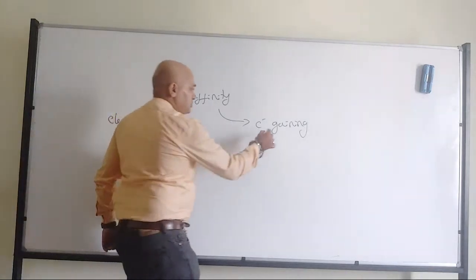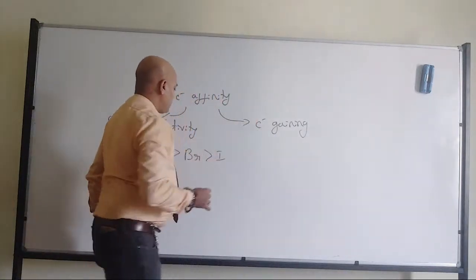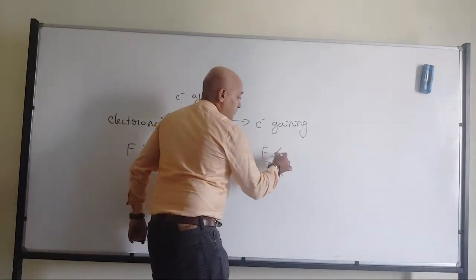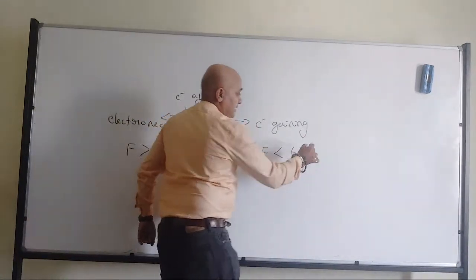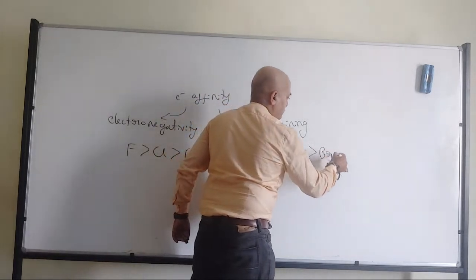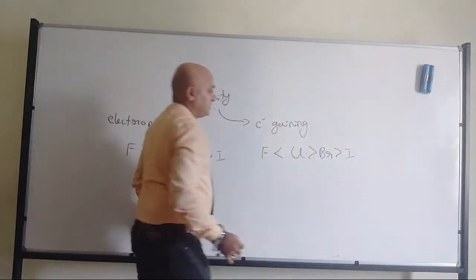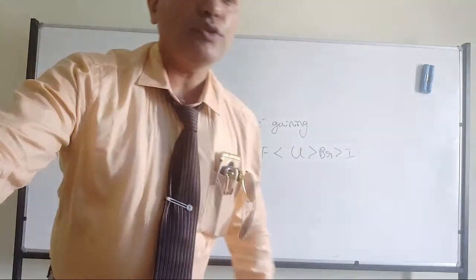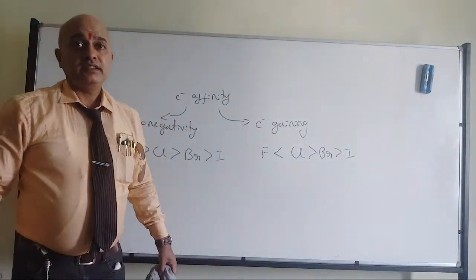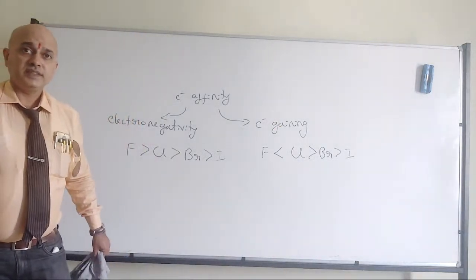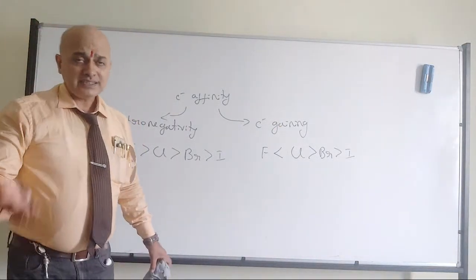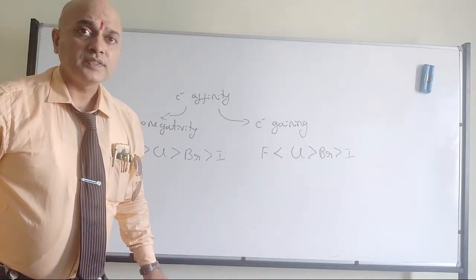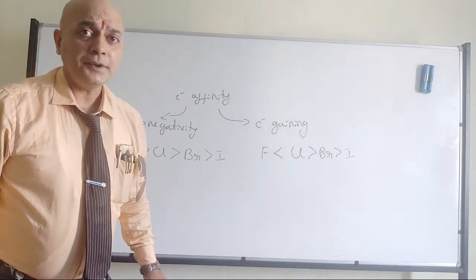So when electron affinity means electron gaining, fluorine should be less compared to chlorine, which will be greater compared to bromine and iodine. That's where option D was, so we have to go with option D. Don't get confused: electron affinity means taking the electron. All of you have understood? Shri Vidya, now it's clear?